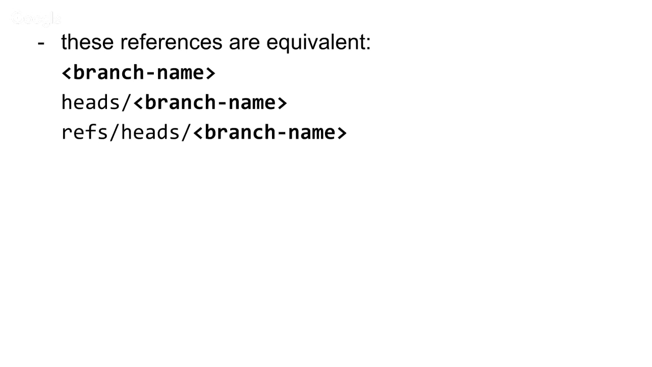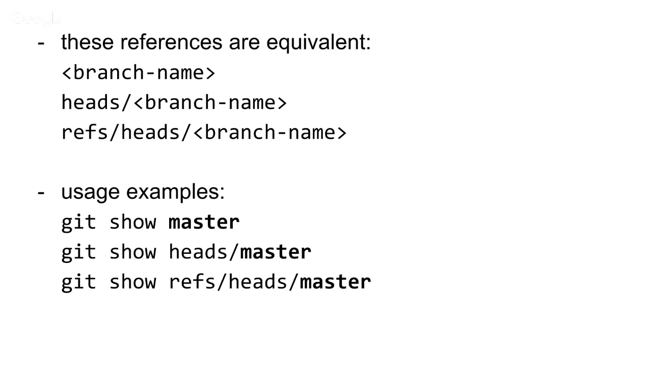One last thing: I used different references here, and those 3 references are the same. When we use just the branch name, Git understands we mean the local branch. We can add the heads prefix or refs/heads, and all those 3 are the same for Git. For example, we can use git show master, heads/master and so on.